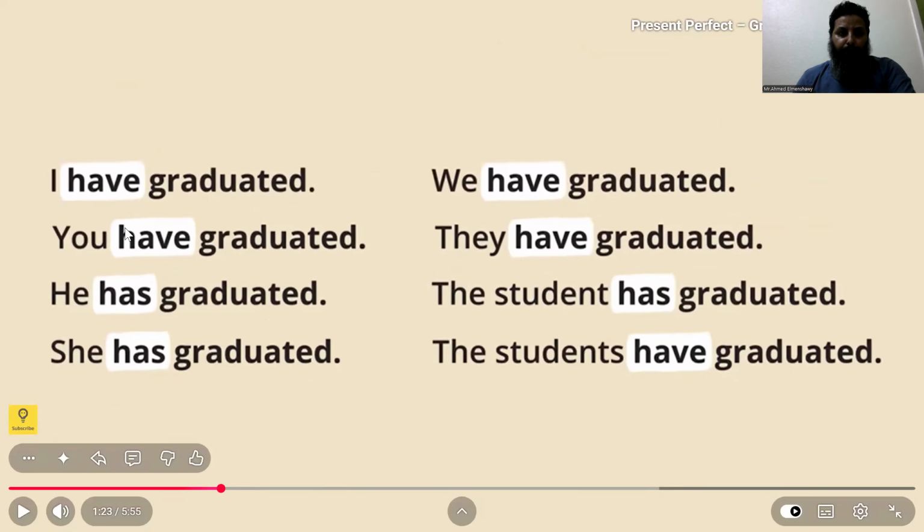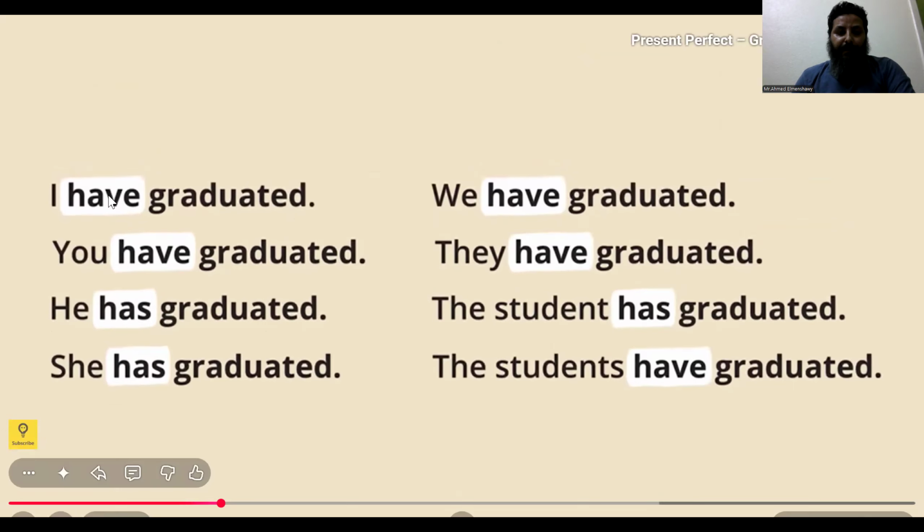Okay, boys. Remember that we use the auxiliary verb have with I, you, we, and they. Also, we use it with the plural subject, such as the students. The students have, not has. Or we use has with he, she, it, and the singular subject, such as the student. The student has. One student has, not have.